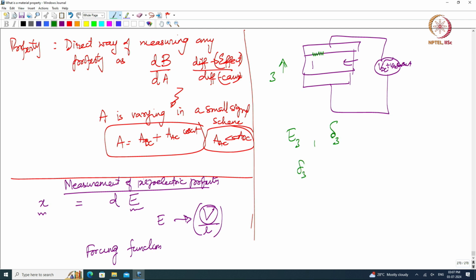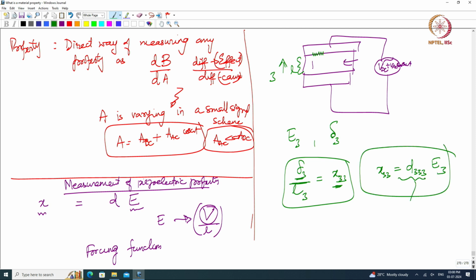So, delta 3 is the displacement, and delta 3 divided by the initial thickness of the material, which is L, that is the strain, right. So, delta 3 by L, that is my strain, and strain is X33, correct. So, this is what I am going to measure. So I am going to measure the displacement and I am going to estimate the strain, right. So, X33 equal to D33 E3, right. So, what I end up measuring is this property called D33. It is one tensor element, right. So, of the entire piezoelectric tensor, right. So, third rank tensor. So, I am going to measure what is called D33.